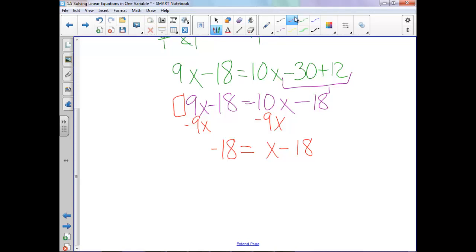And now we have to get this x by itself, so add our 18. Negative 18 plus 18 is 0, equals x. And we are done.